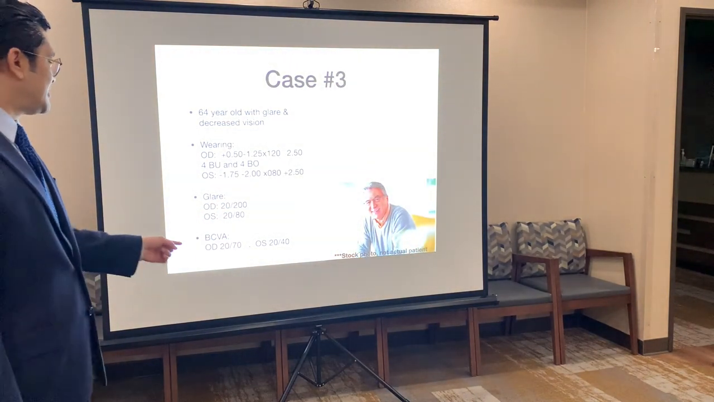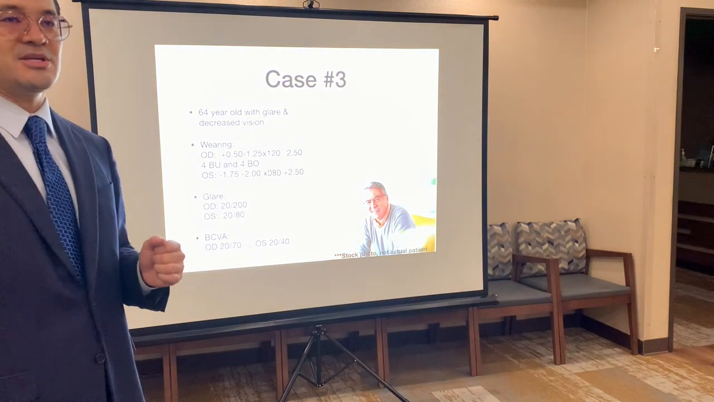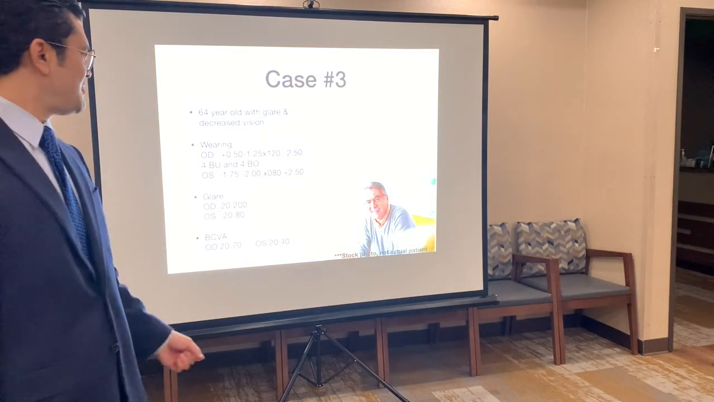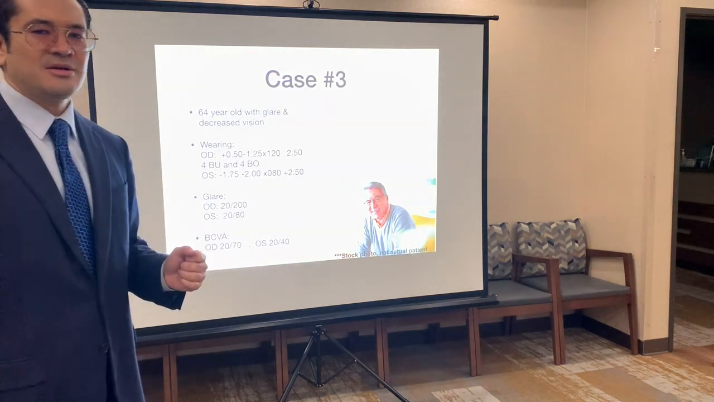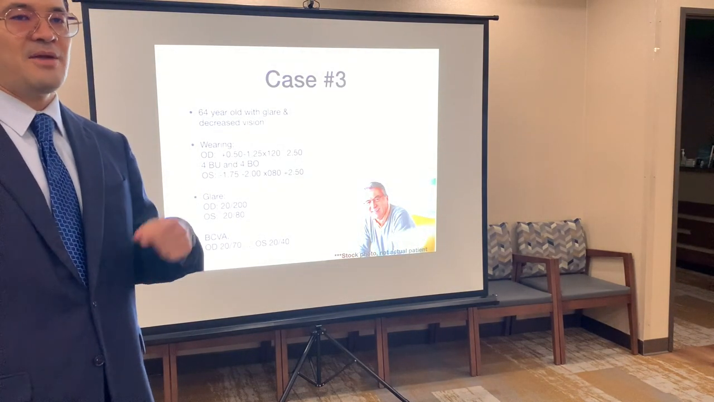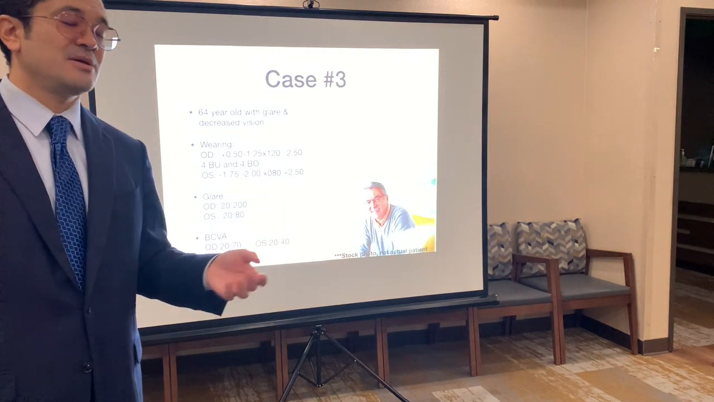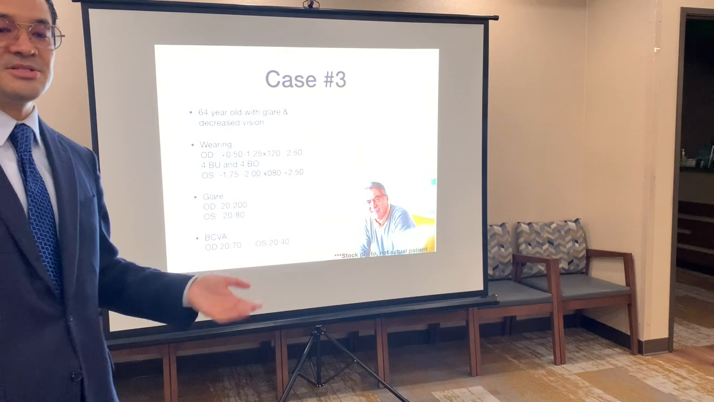Interesting, he's got glare, he's got only 20/70 vision. And I look and I'm like, yeah, you've got cataract, but how come you have prism? That's really unusual. Have you had prism your whole life, or is this something new? He's like, no, I just started getting prism when I got my new glasses with the optometrist, and there was prism in it.